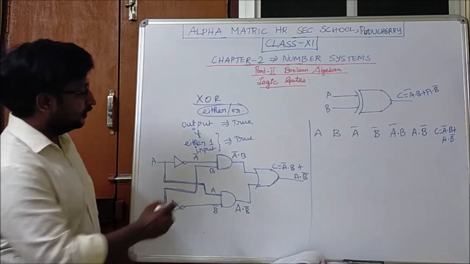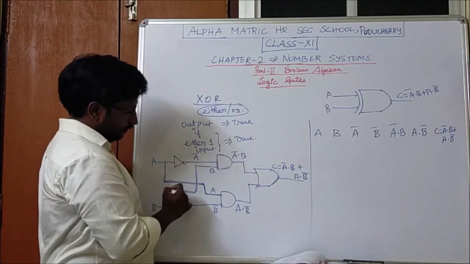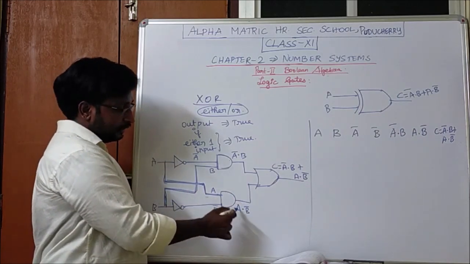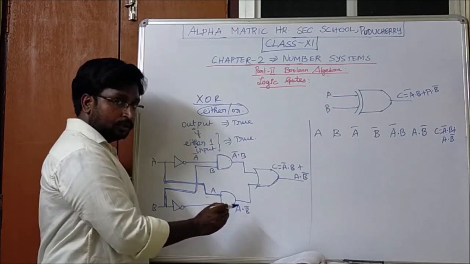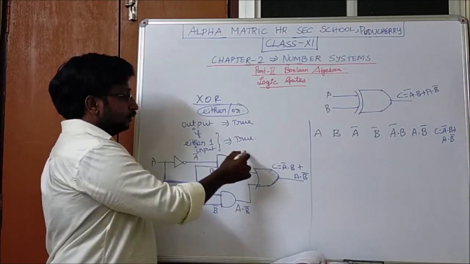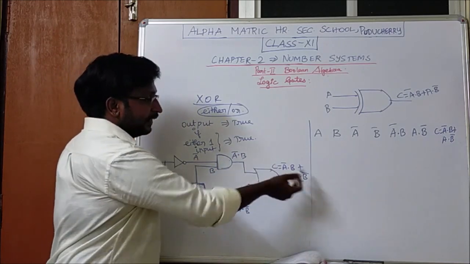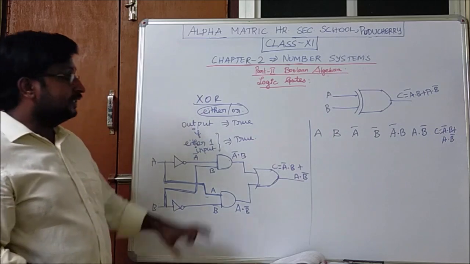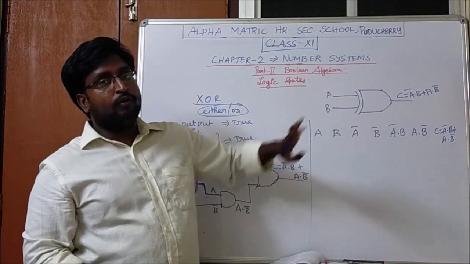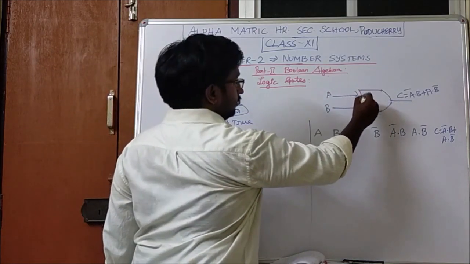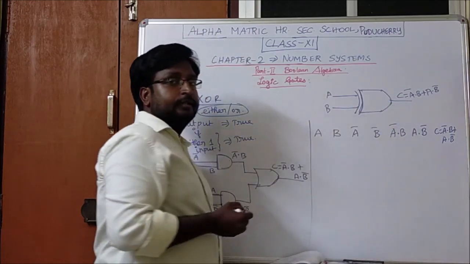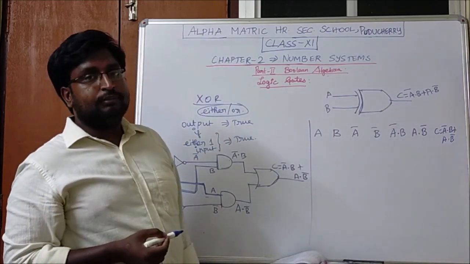So the result of the first will be A inverse and B, because B is directly given. And in the second gate, A is given directly, so A will be there. For AND, a dot is given, and the second input is B inverse. So these two will be added. This is the XOR gate, and this is the logical symbol for the XOR gate. The OR gate will be there, and a curve will be there. Similarly, the curve for the OR gate. This is the logical symbol.